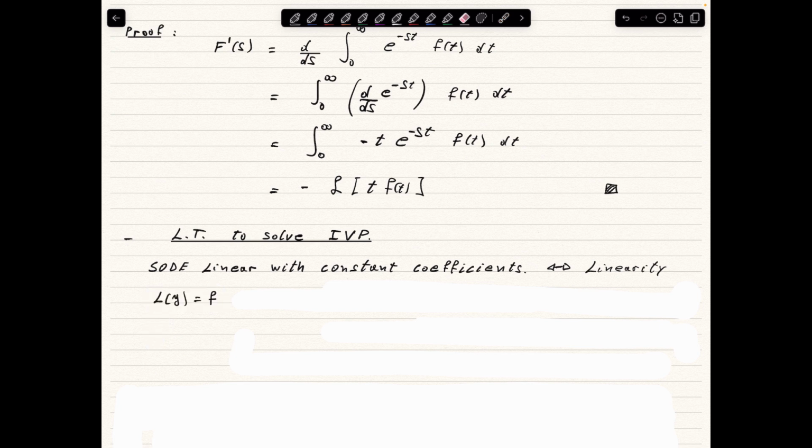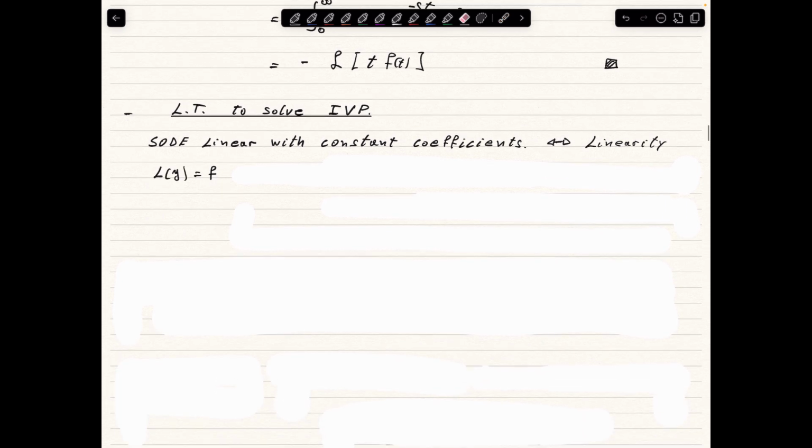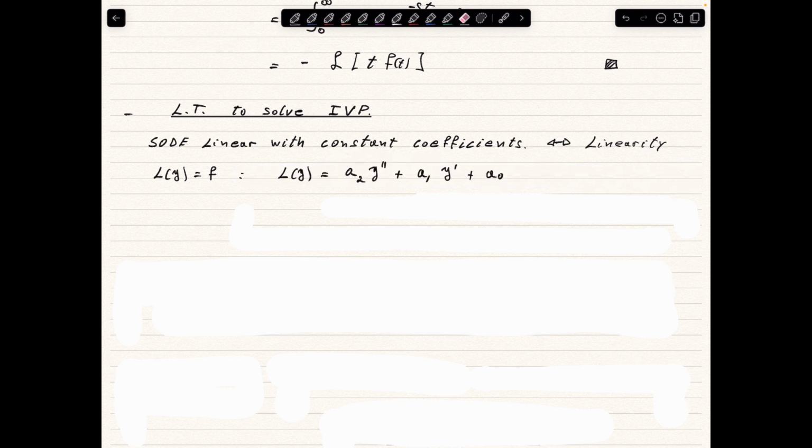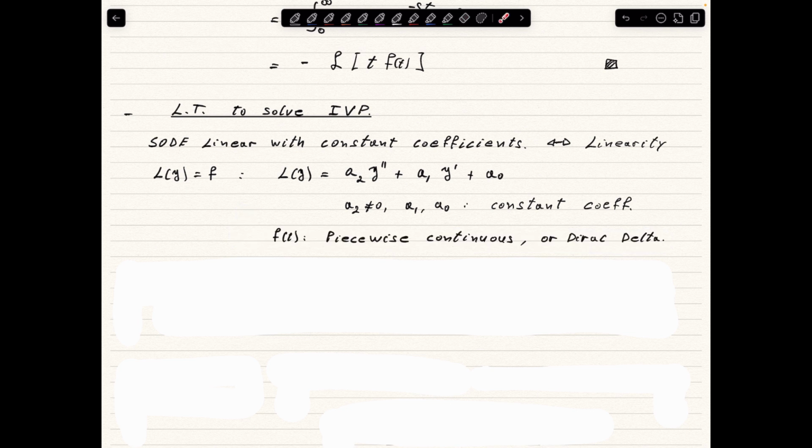So if the equation has this form, L of y equal f, then the linear operator L has to be linear with constant coefficients, and the right hand side can be anything, can be piecewise continuous, or more general like Dirac delta, which is the type of right hand side that describes impulsive forces.